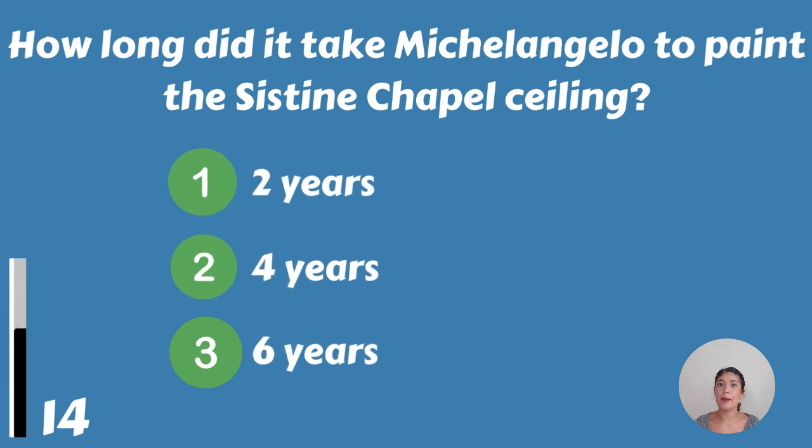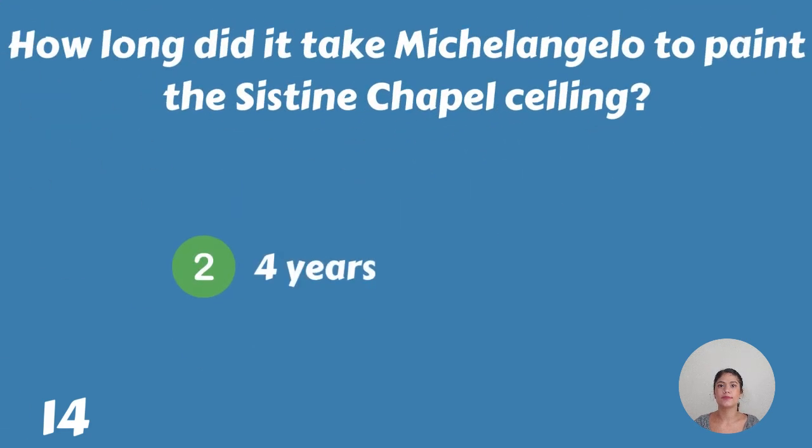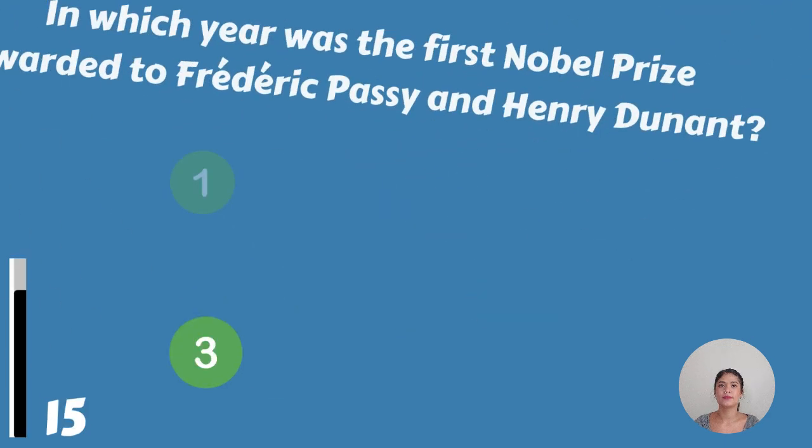How long did it take Michelangelo to paint the Sistine Chapel ceiling? 2 years, 4 years, or 6 years? 4 years.